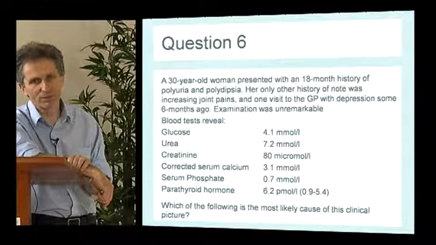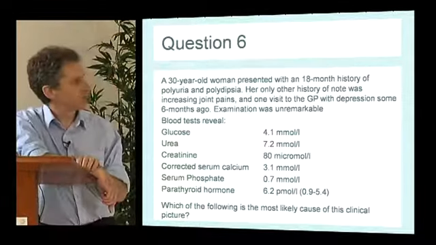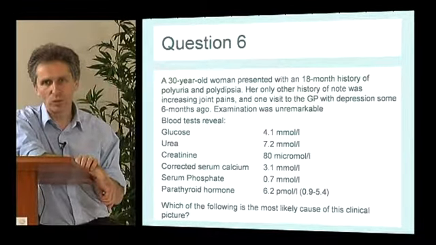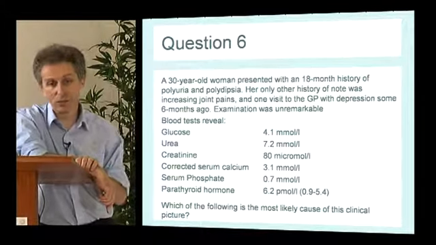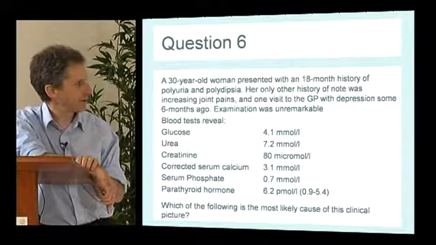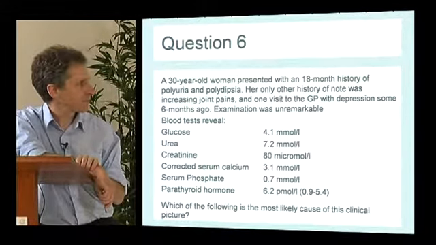You'll be thinking about causes of polydipsia, polyuria. You might be looking for a raised glucose level here, but that reassures you this is not diabetes. And it can happen in renal failure, but we've got normal renal function. So you'll have noticed the raised serum calcium at 3.1 and a serum phosphate, which is actually at the lower limit of normal, and a parathyroid hormone level, which is very slightly raised. Which of the following is the most likely cause of this clinical picture? And here are your 5 options.